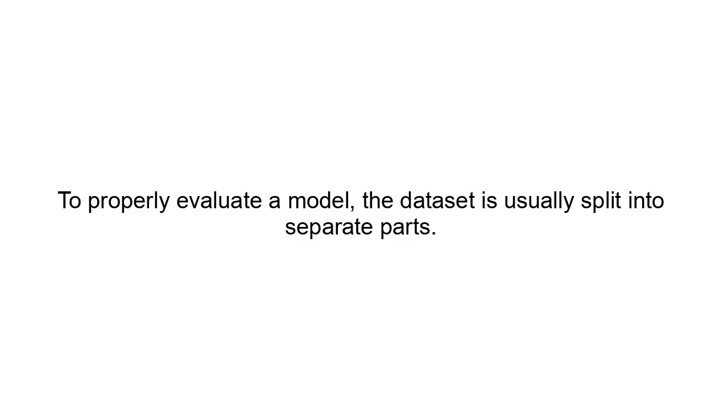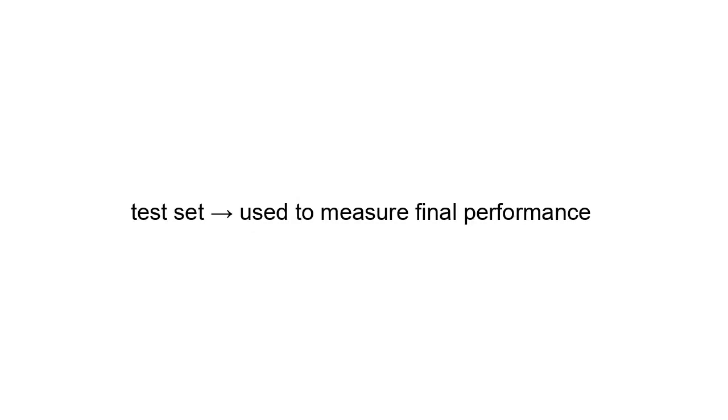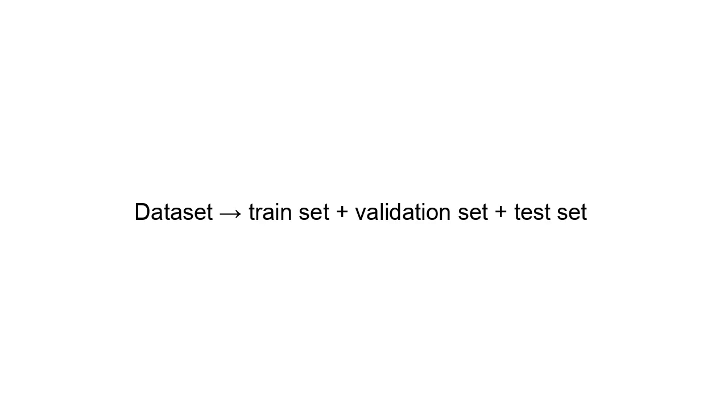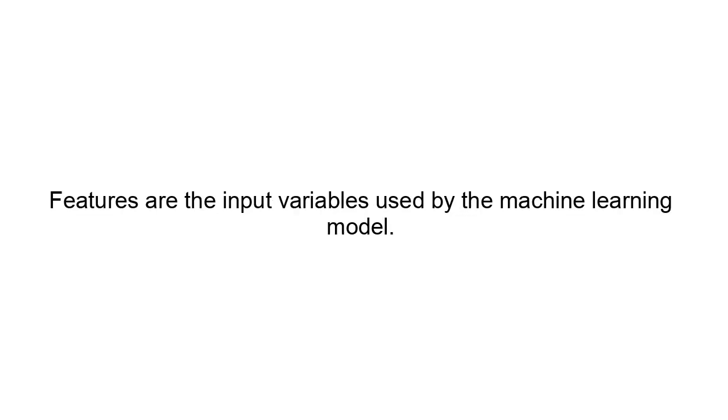Step 5. Split the data. To properly evaluate a model, the dataset is usually split into separate parts. Common splits include training data, validation data, and testing data. Typical usage: the training set is used to train the model. The validation set is used to tune the model. The test set is used to measure final performance. Example concept: dataset equals train set plus validation set plus test set. This helps check whether the model performs well on unseen data.